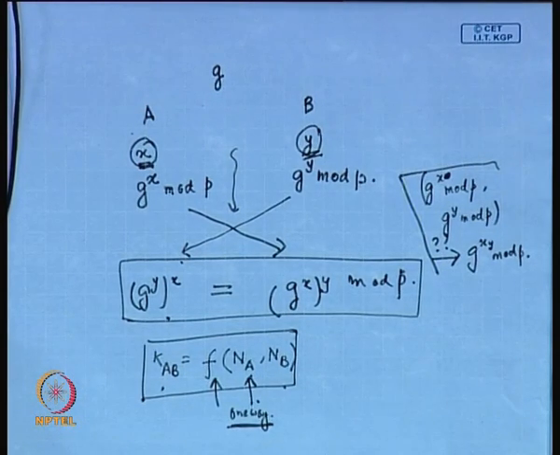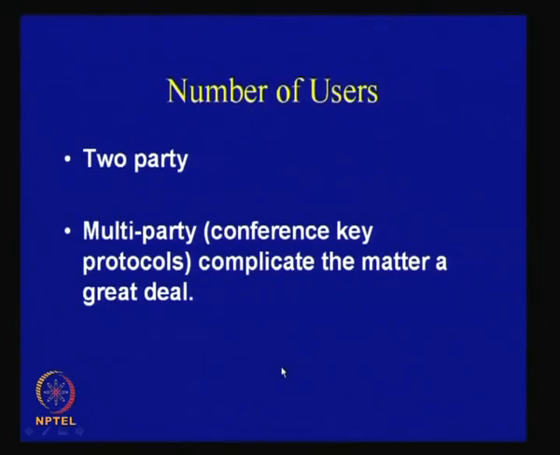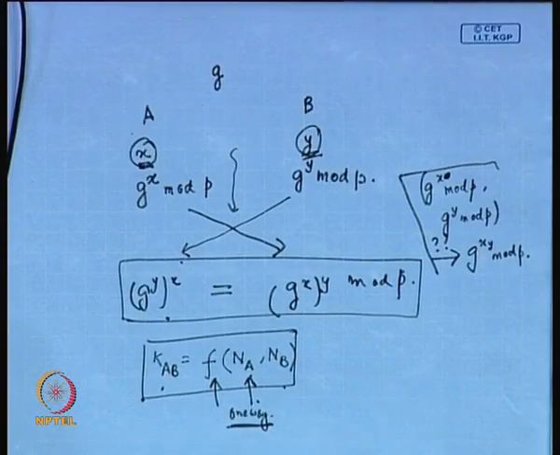You can also categorize your protocols based upon the number of users. As I told you, you can have two party protocols or multi party protocols, which are also called conference key protocols. If you go for conference key protocols, it will only complicate the matter a great deal, and more criteria and requirements will come up, but the basic criteria which we have seen already will still remain. The protocols will only have to be more complex and consider more practical scenarios and problems.